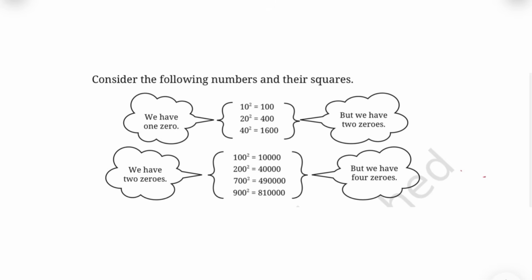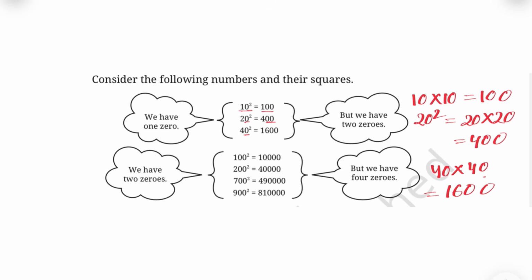Here are some numbers which end with zeros. Let us find out their squares. 10 square is 10 into 10, 100. 20 square is 20 into 20, 400. And 40 square is 40 into 40, 1600.